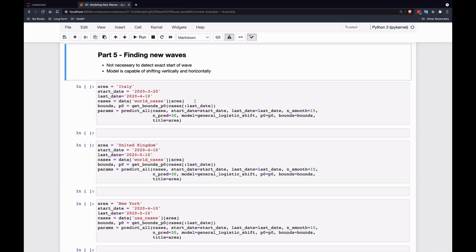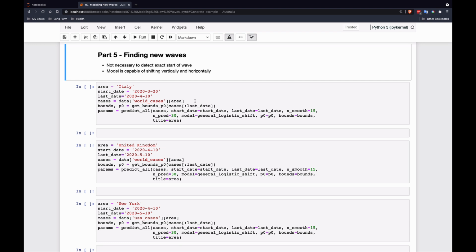Welcome to part 5, Finding New Waves. You may believe that it's necessary to detect the beginning and the end of case waves in order to place our model directly at the beginning. Well, it turns out that it's not necessary, and that's a good thing because in practice it's very difficult to detect the beginning or end of a wave, and there is no concrete definition for what it means to be at the start or the end.